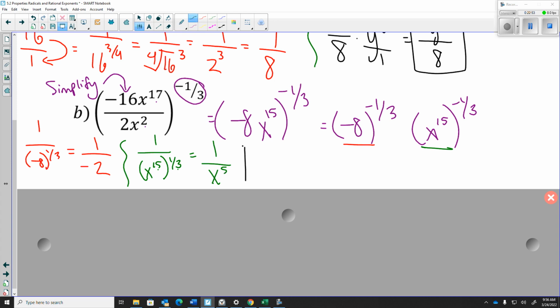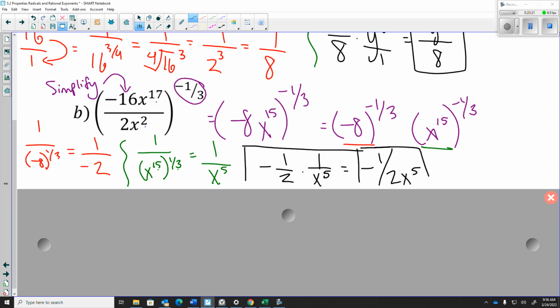I have this turned into this. So that's negative 1/2. This turned into this: 1 over x to the 5th. I'm going to put those together. I'm going to simplify them, right? They're both fractions. So you multiply fractions, you multiply the top, you multiply the bottom. Pretty straightforward. It's going to be negative 1 over 2x to the 5th.